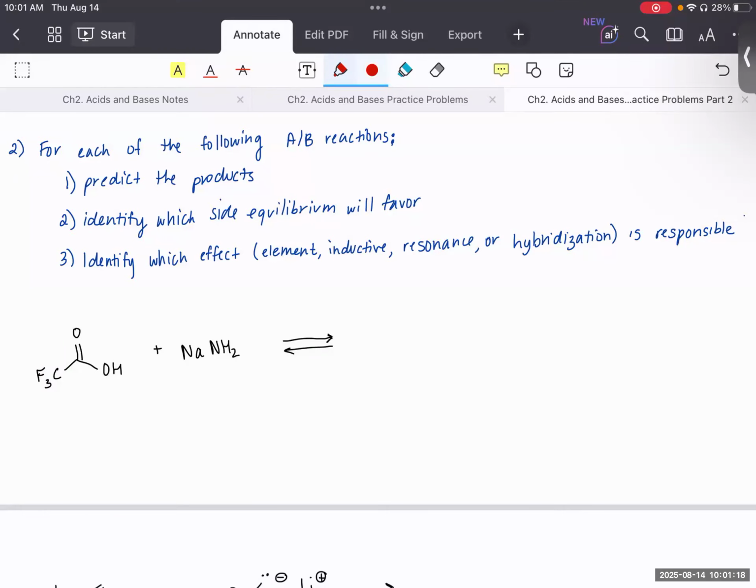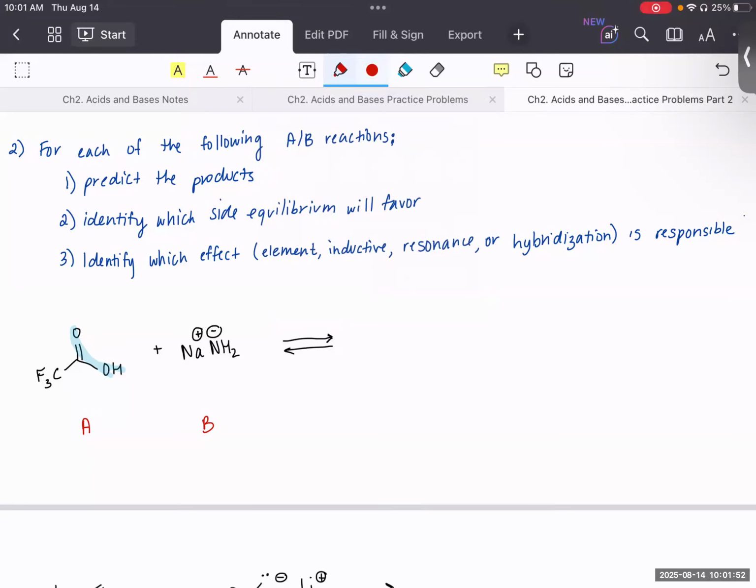And so here we can see we have a carboxylic acid, or this functional group, which you should be able to recognize as an acid always. And then that means this compound is our base. Here, we actually want to split up that sodium in NH2 into Na plus and NH2 minus. So again, since we have that sodium or potassium or magnesium or lithium, we want to separate that out into the plus and the minus, since that's an ionic bond.